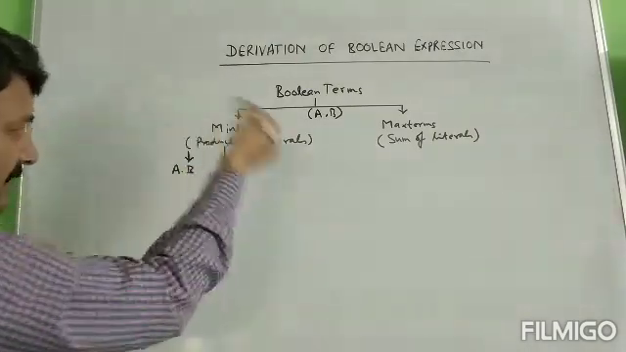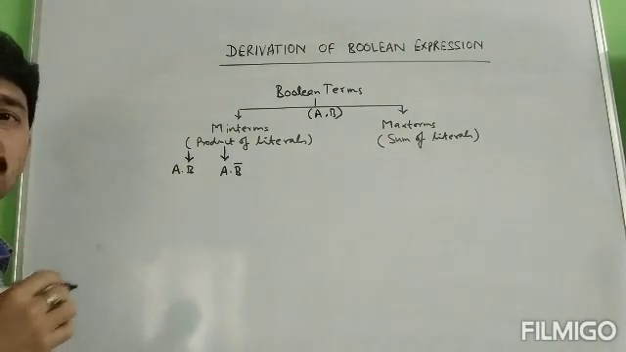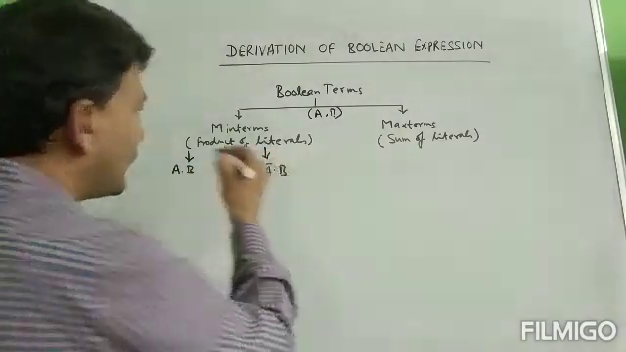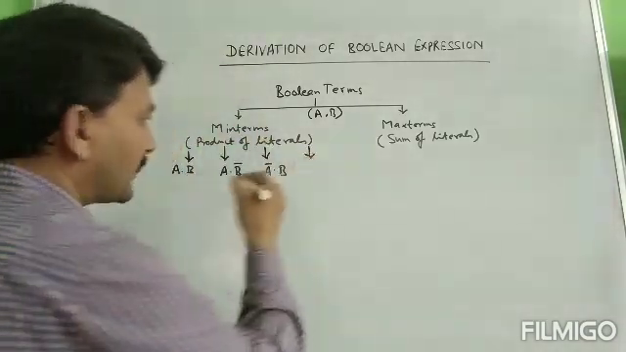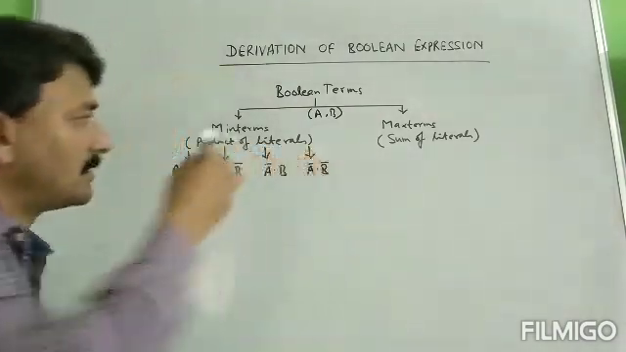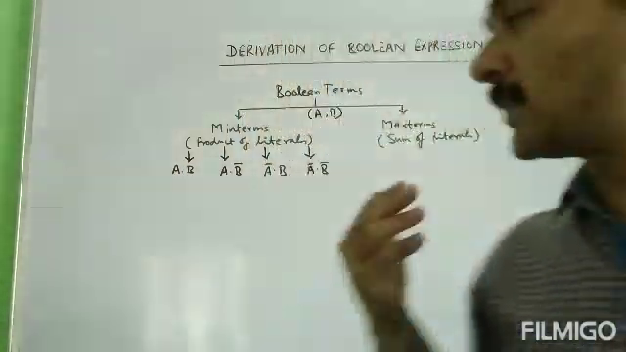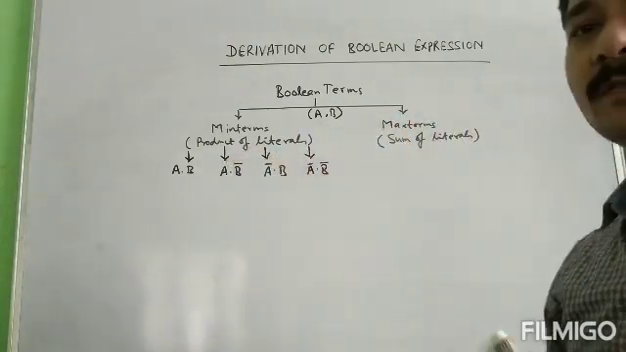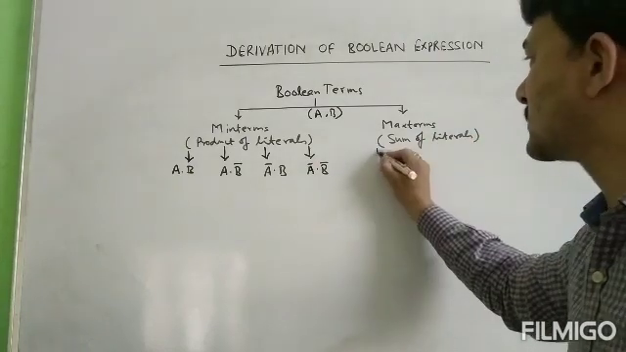Second, we can create another minterm using the A, B variables: A and B naught. Third, we can create A naught and B. All these are minterms. Can we create more? Yes, we can create one more, that is A naught and B naught. So for two variables, we can have maximum 2 to the power 2, that means 4 minterms.